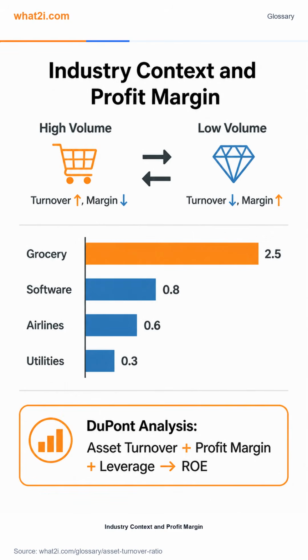Asset turnover is only half the story. You also have to consider profit margin. High-volume businesses like grocery stores often combine high turnover with thin margins, while premium brands like luxury goods run low turnover and high margins. The DuPont analysis links those two together with leverage to fully explain return on equity.